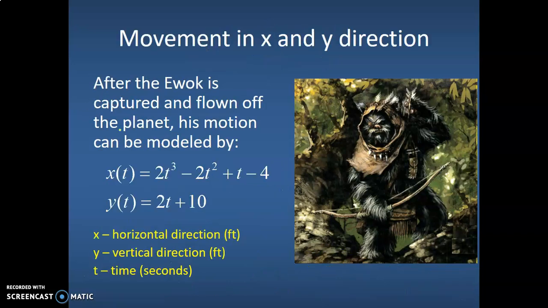All right, let's look at a little bit more complicated version of this example. So this Ewok is captured, and he's flown off the planet, and his motion can be modeled by 2 separate equations. One modeling his x, so that's his horizontal position. One modeling his y, so that's his vertical position. And both of these equations are functions of time.